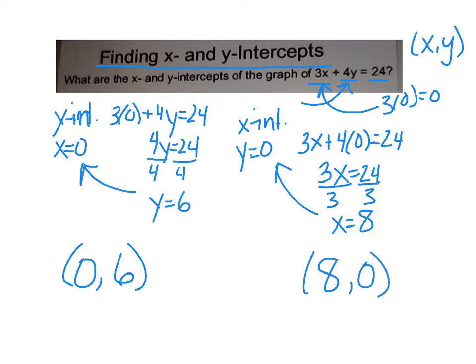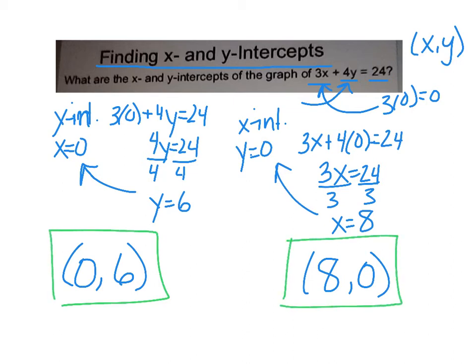So your two answers are always ordered pairs. One will be 0, comma, a number, the other will be a number, comma, 0. So that is the first example in which we are finding x and y intercepts. Let's look at another one.